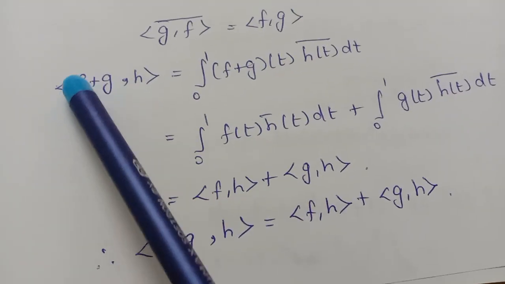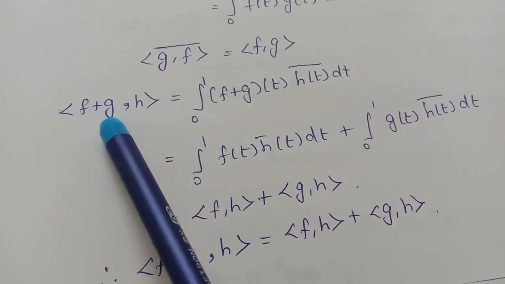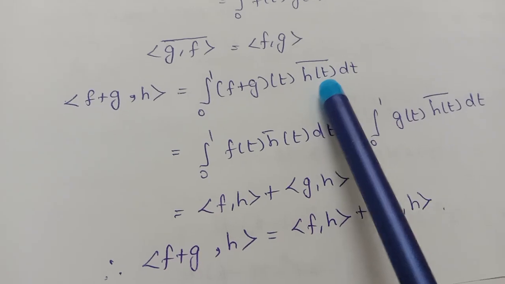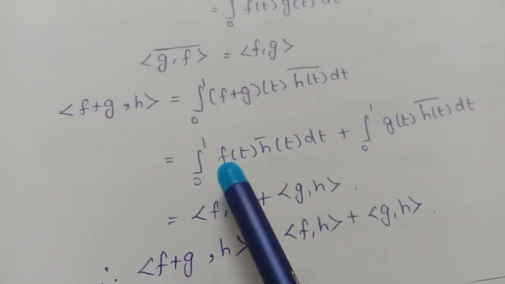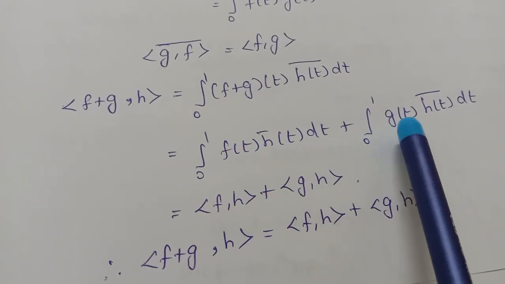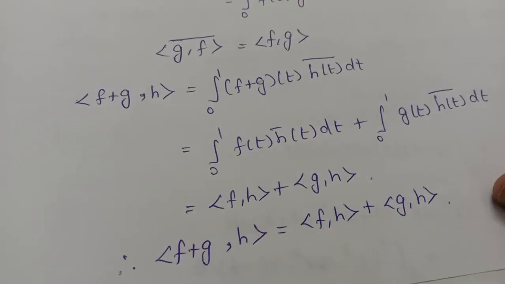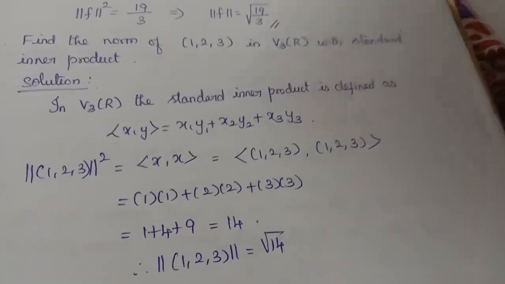Then the distributive law. The inner product of f plus g comma h is equal to integral 0 to 1 of f plus g of t into h bar of t dt. Now you multiply, so f of t h bar of t dt plus g of t h bar of t dt. This is the inner product of f, h plus the inner product of g, h. So this condition is also verified.